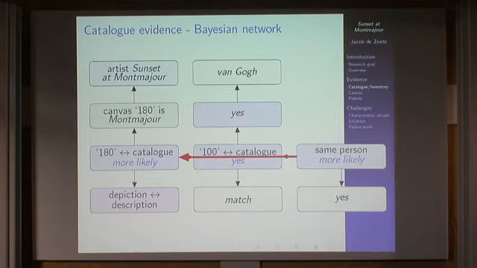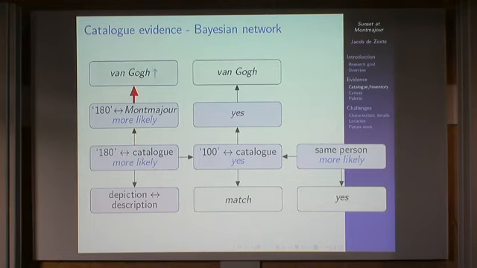Probably for the same reason, which makes it more likely that this is the painting Sunset at Montmajour, which increases your belief that it's Van Gogh. And then you can also include that there is a match between the depiction and the description, which should again increase your belief that this is Van Gogh.